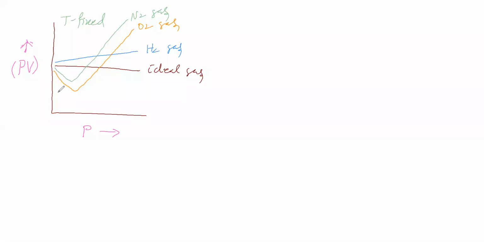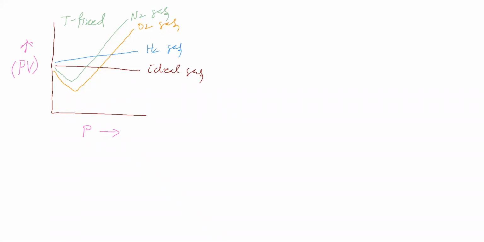Now we compare nitrogen gas and oxygen gas. For oxygen gas, the negative deviation is more when compared to nitrogen gas. The positive deviation for oxygen gas is less when compared to nitrogen gas.